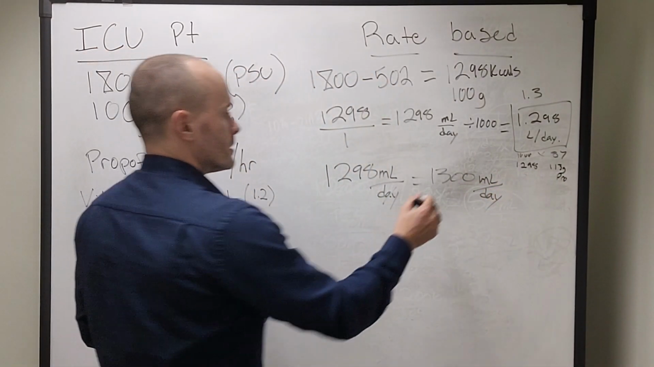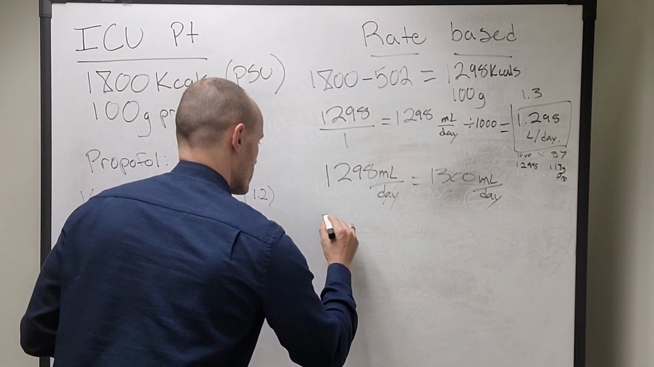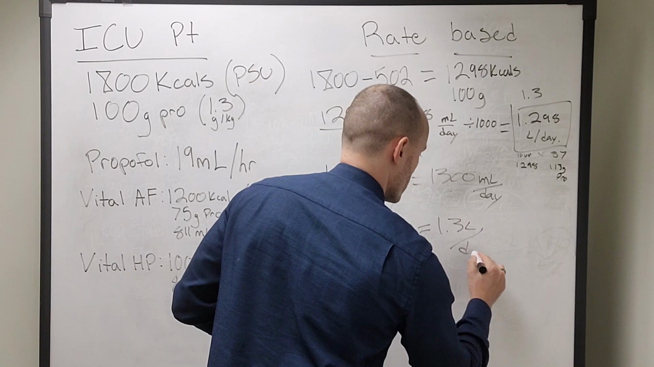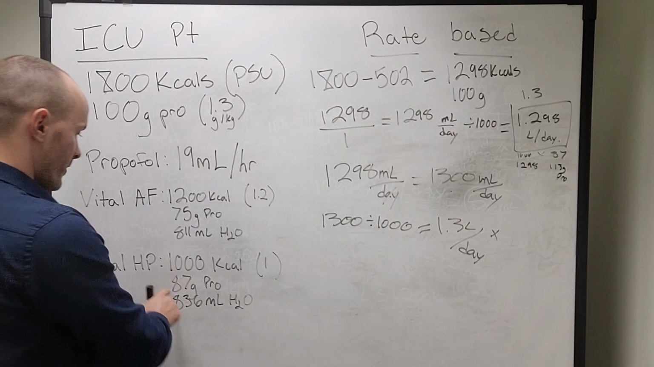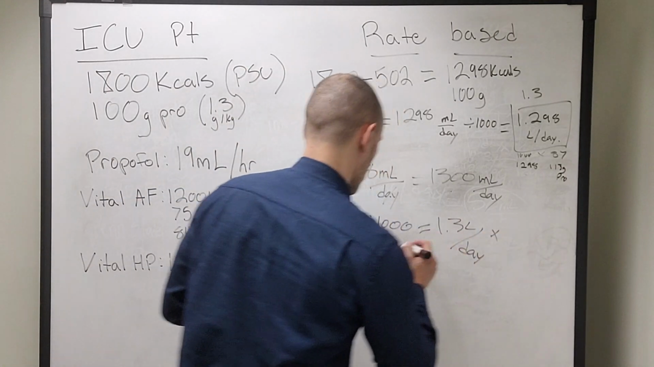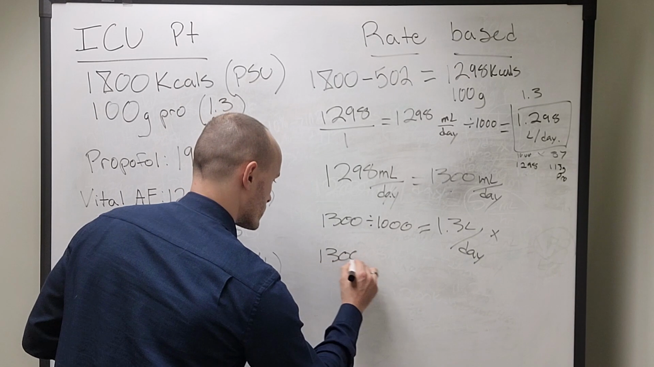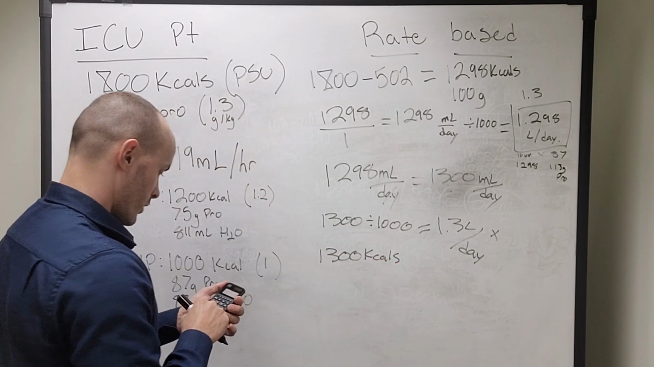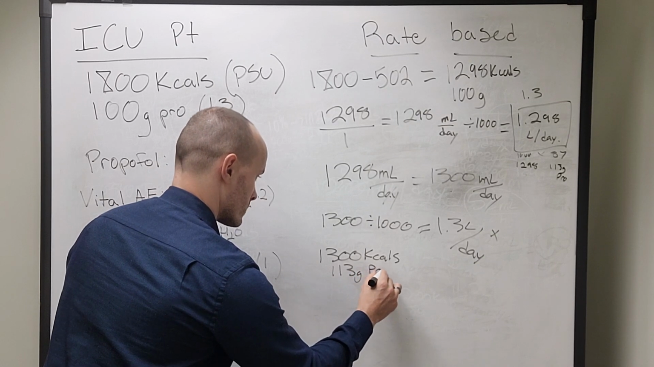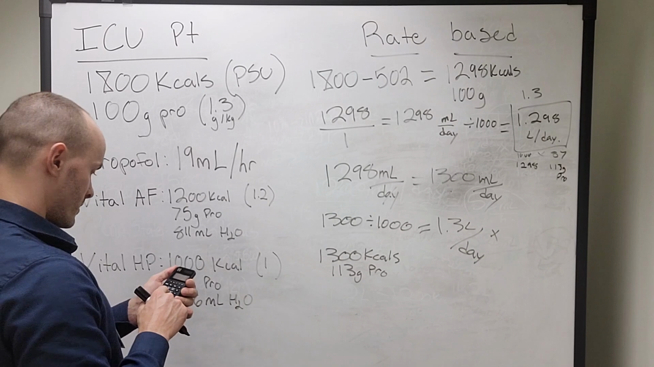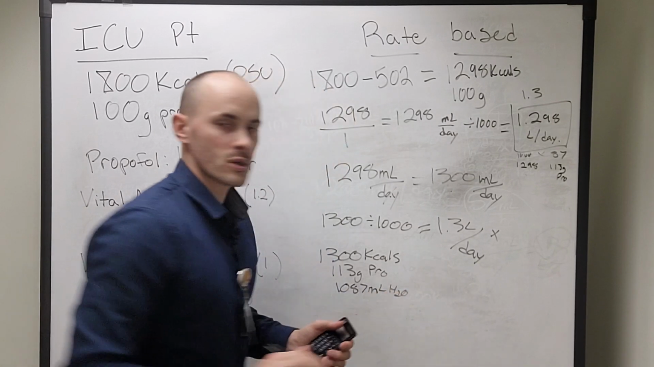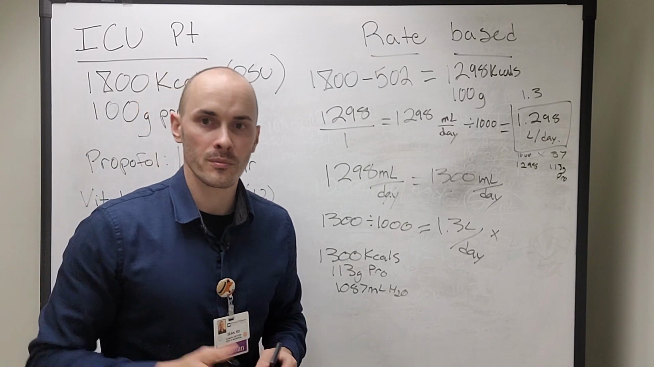Cool. So we can take that 1,300 mils, divide by 1,000, gives us our new multiplier, 1.3 liters per day. And then you can multiply that 1.3 times 1,000 and 87 and 836. So this patient will get, I'll just do a new line, 1,300 kcals. 1.3 times 87, excuse me, 113 grams of protein, and last but not least, 1.3 times 836, 1,087 mils of H2O.